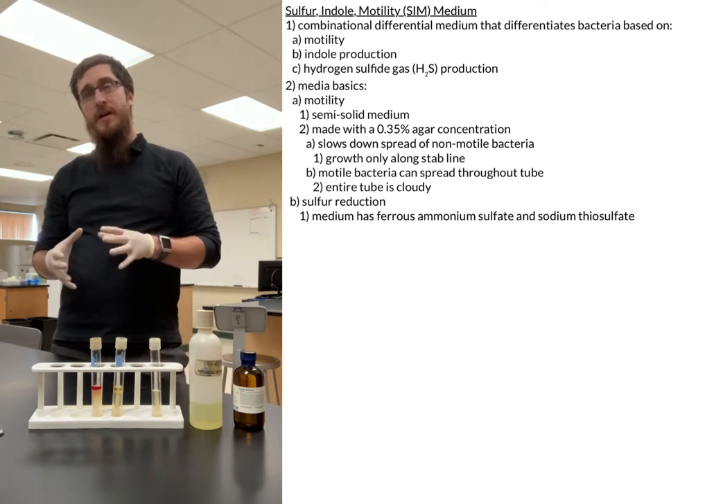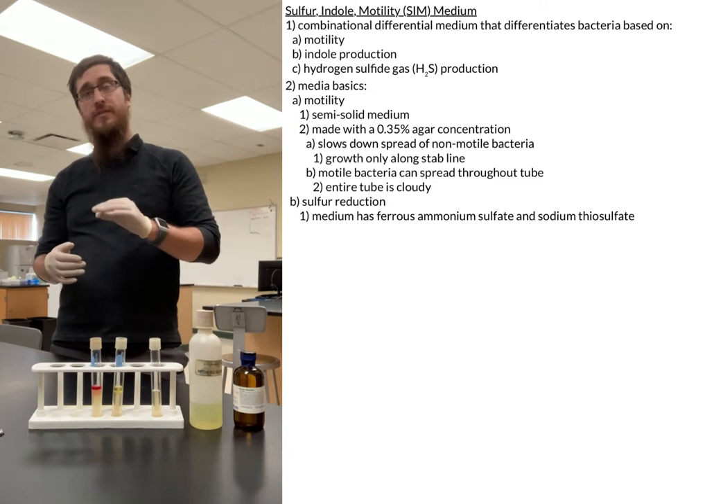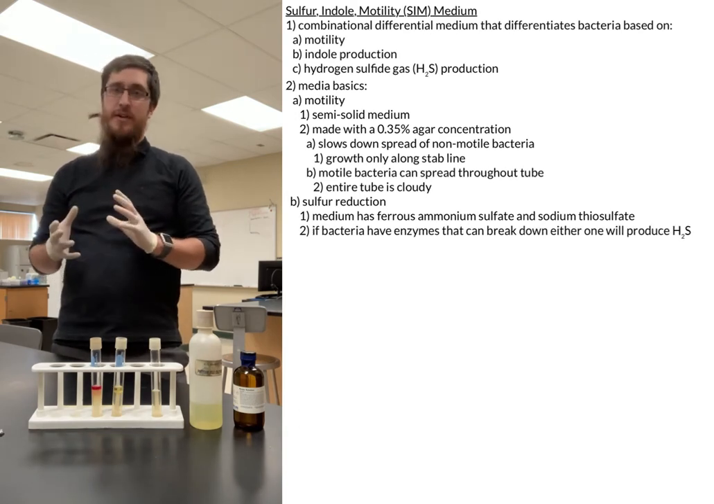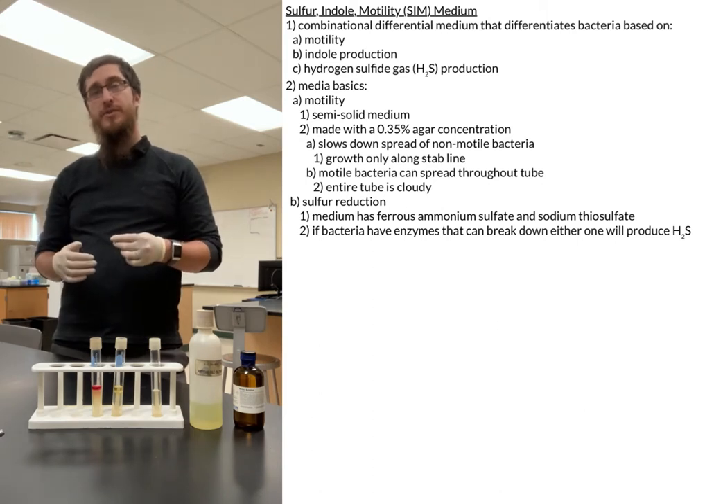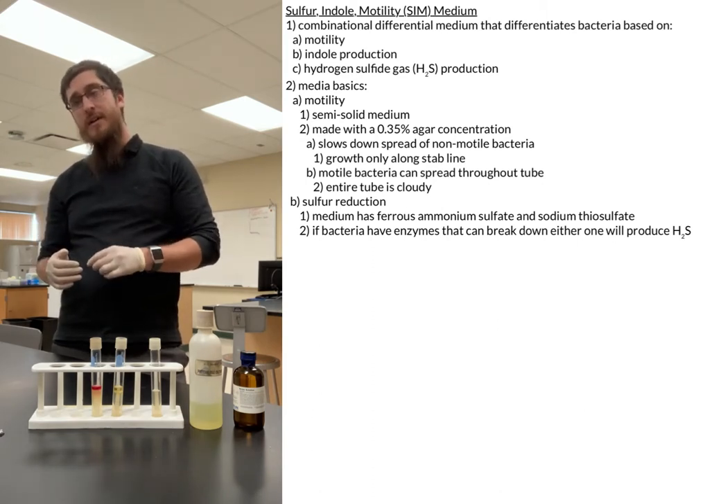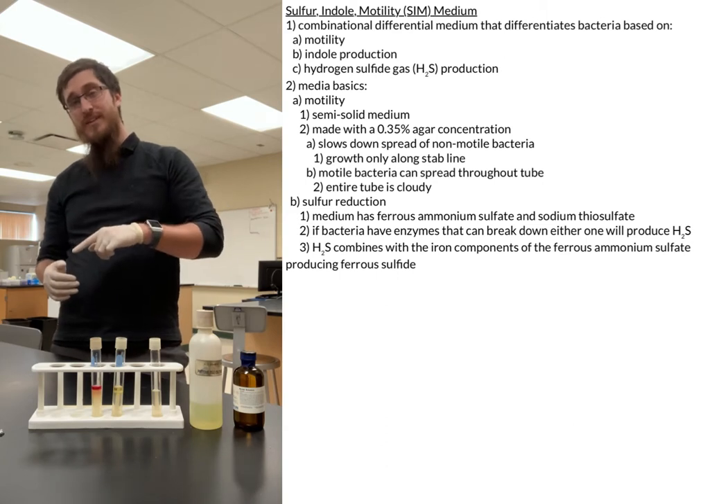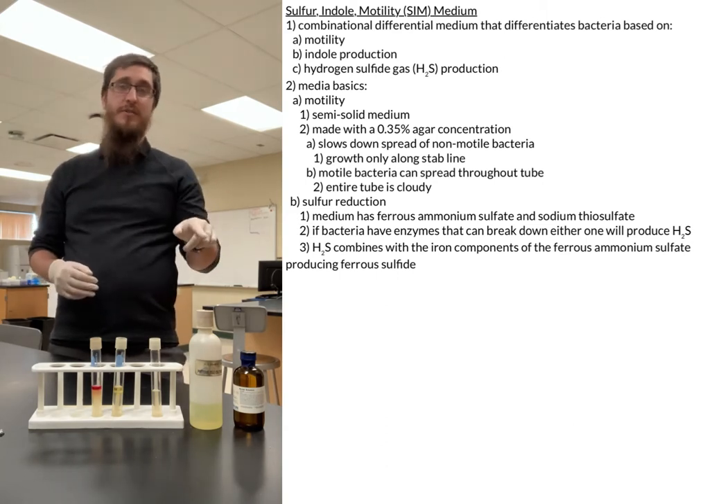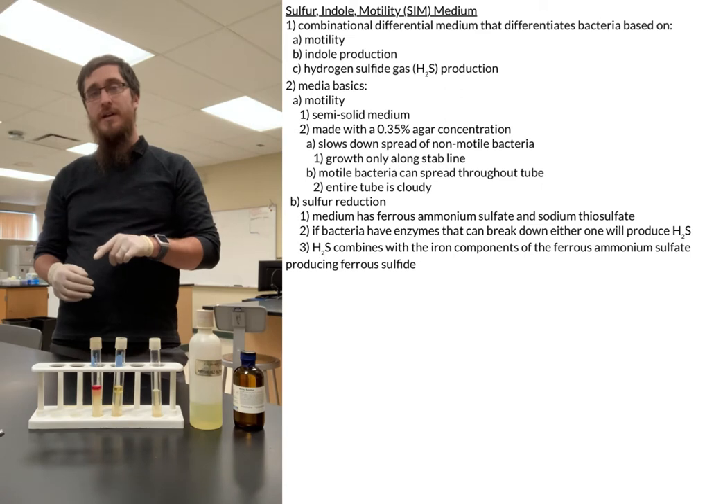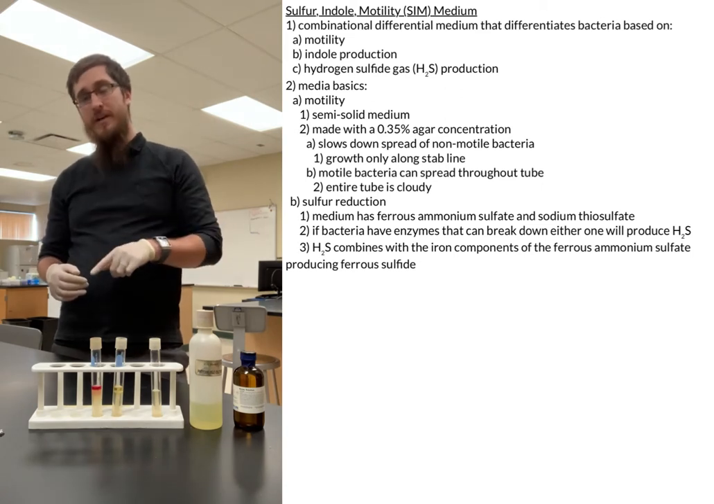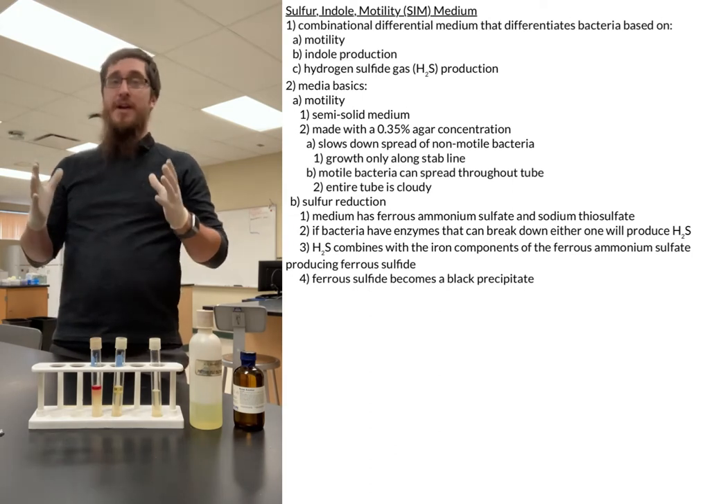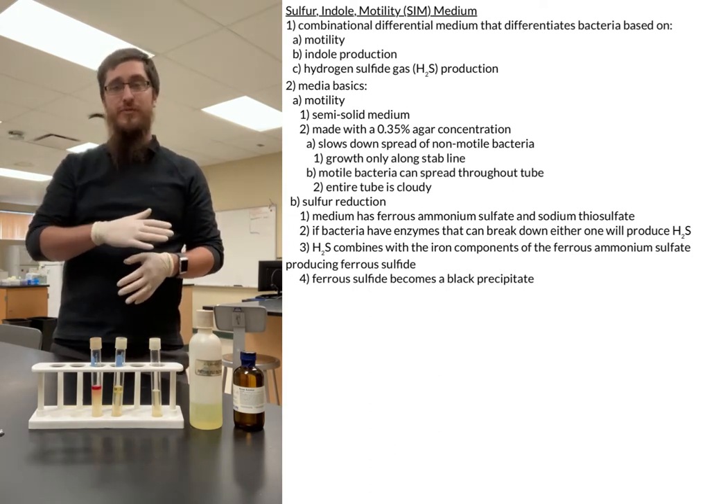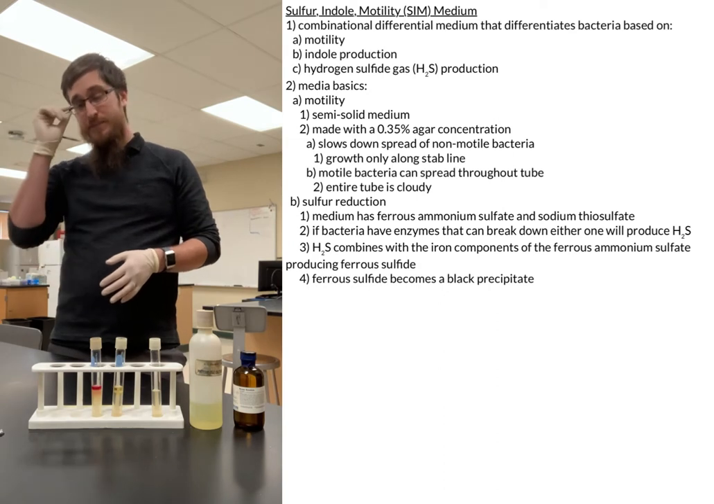The next thing we tend to look at is sulfur reduction. The medium has ferrous ammonium sulfate and sodium thiosulfate in it. Any bacteria that has enzymes that can break down either one of those products will produce hydrogen sulfide gas. The hydrogen sulfide gas is then going to bind to the iron components of the ferrous ammonium sulfate, producing ferrous sulfide, which becomes a black precipitate. So any bacteria that can reduce sulfur will turn the medium black.